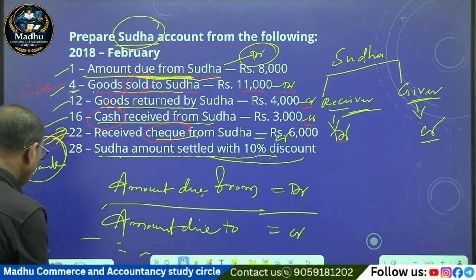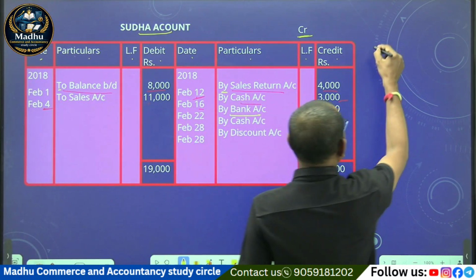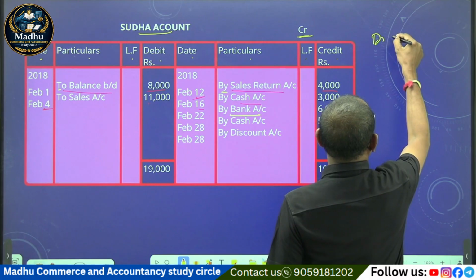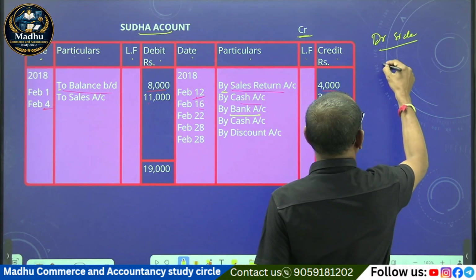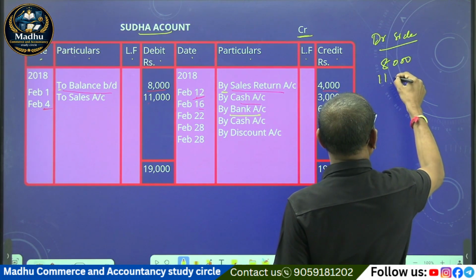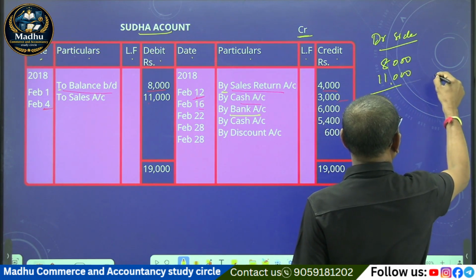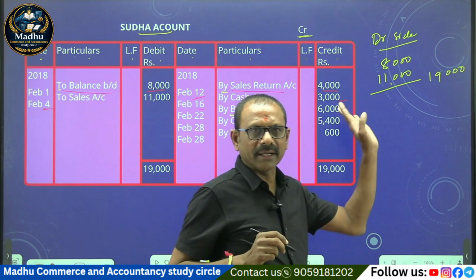Okay, now up to here. You see here the debit side. What are the amounts here? 8,000, and the next one is 11,000. Total 19,000 is there. Total 19,000.